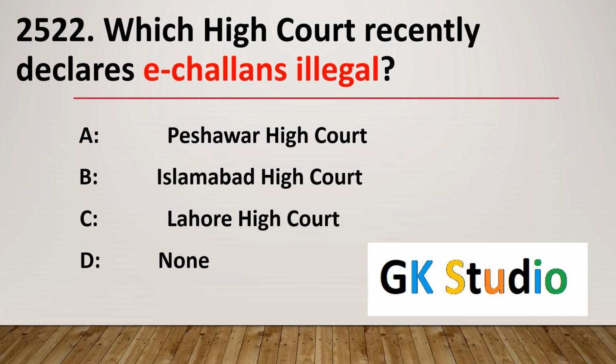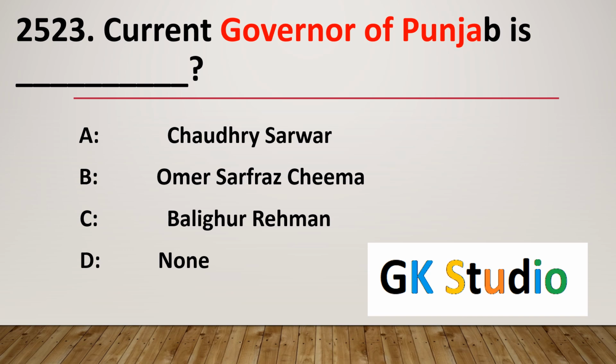Which High Court recently declared each lawn illegal? Lahore High Court. The current Governor of Punjab is Baligur Rahman.